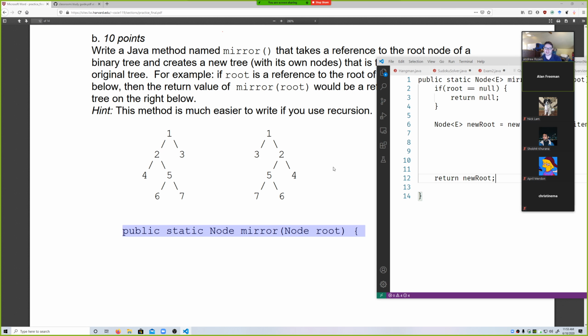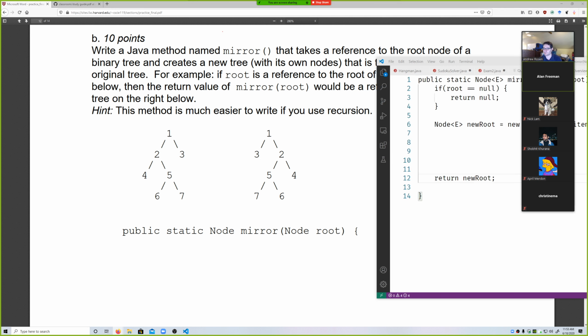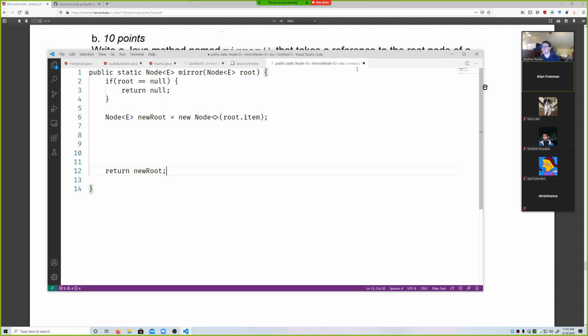I just need to swap my left subtree with my right subtree. 2 goes to where 3 is and 3 goes to where 2 is. But we also have to say, well, 2's children, 4 and 5, they get swapped as well. And 5's children, 6 and 7, they get swapped as well. But that's the problem for them.